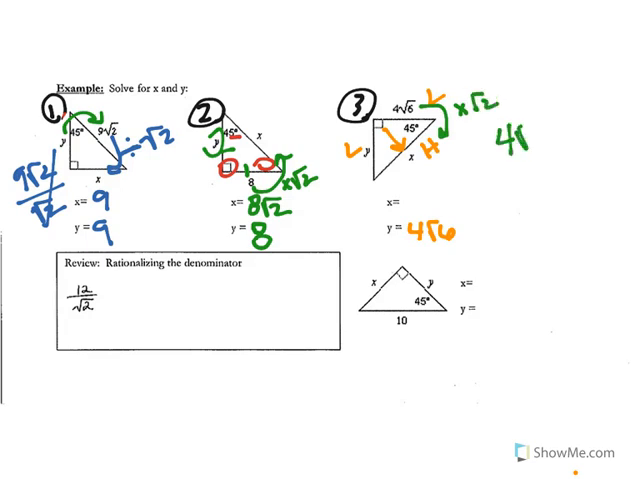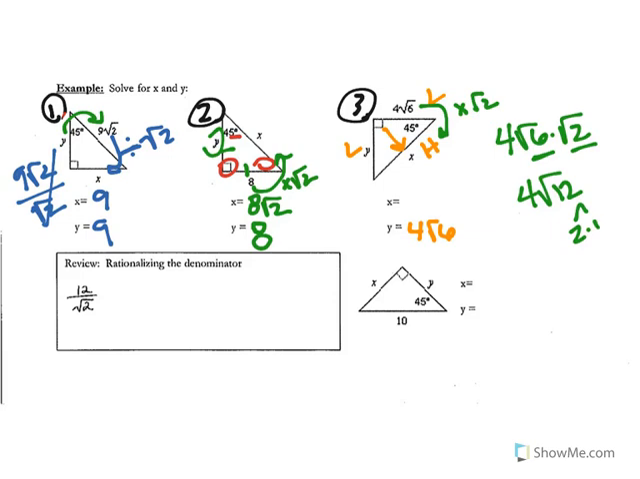Well, if I have 4 radical 6 times radical 2, what do I do? Well, first we're going to multiply the two radicals together. Radical 6 and radical 2 multiply to be radical 12, 4 radical 12. Well, that's ugly. That can be simplified down.